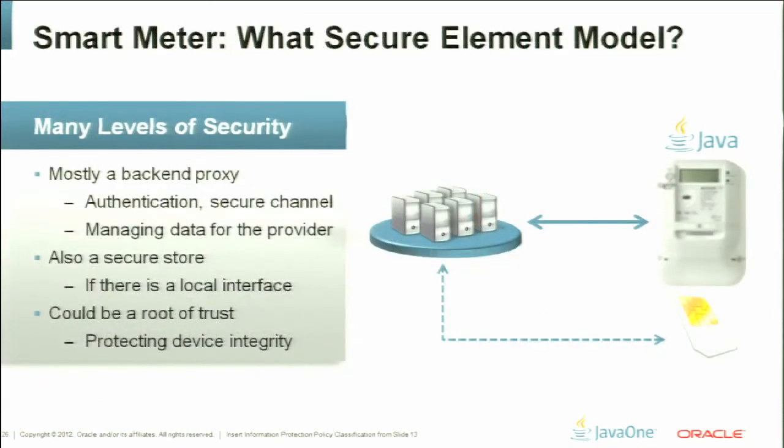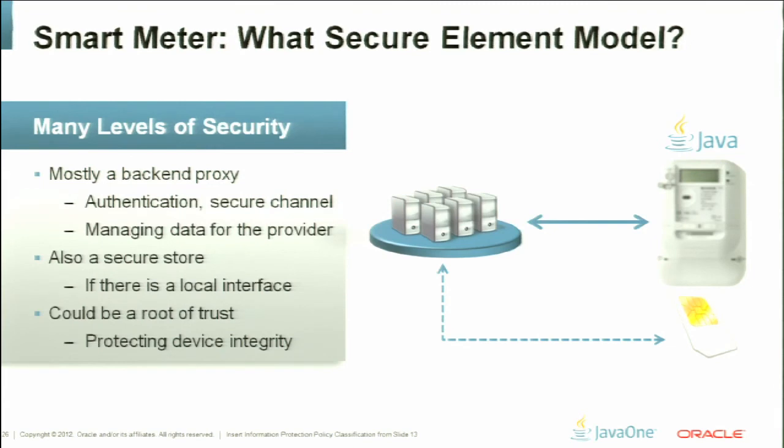If we get back to the smart meter, we can try to figure out what kind of secure element model is needed there. Well, it's mostly a backend proxy, because the main use of the smart meter is going to be about authentication and secure channel. That's the main thing that it is used for, making sure that every time you connect to the backend proxy, it's done correctly. And there is also some local data management. And this local data management is done really on behalf of the service provider.